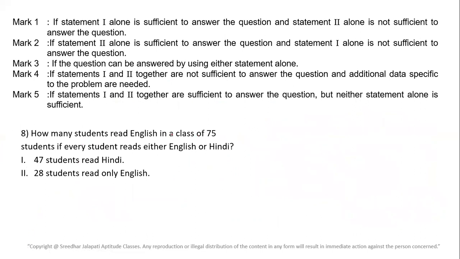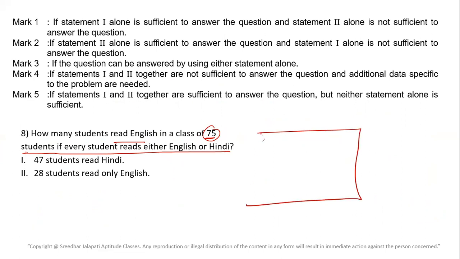How many students read English in a class of 75 students? If every student reads either English or Hindi, then in the class of 75, how many read English? First statement. Now, this is something from the Venn diagrams concept. I think you must be knowing some basic concept about Venn diagrams. That's what I told you: to answer data sufficiency, you should know something or the other about every topic.